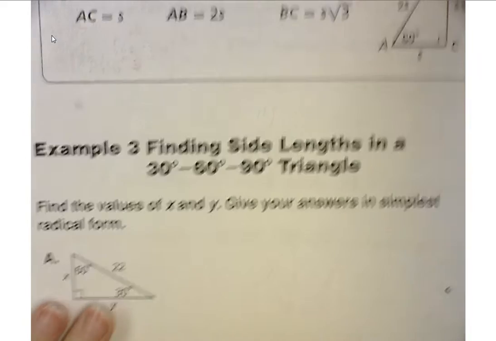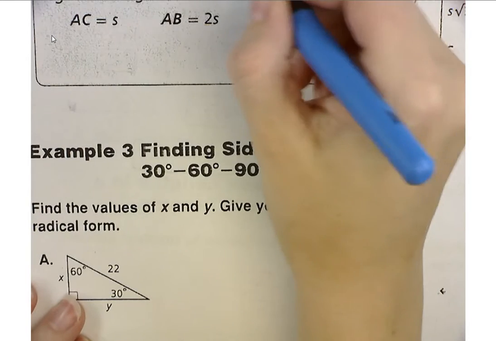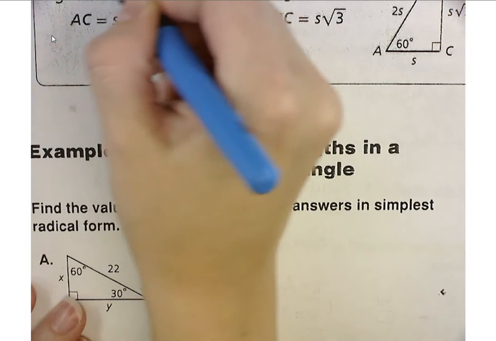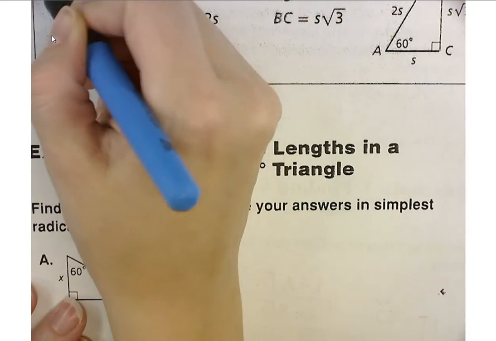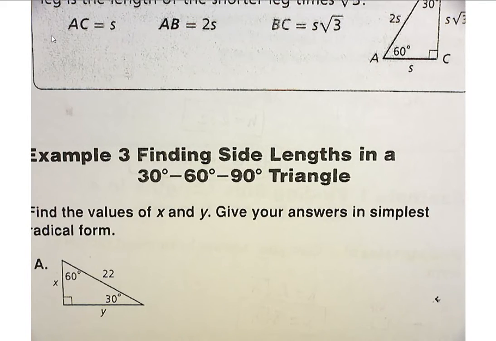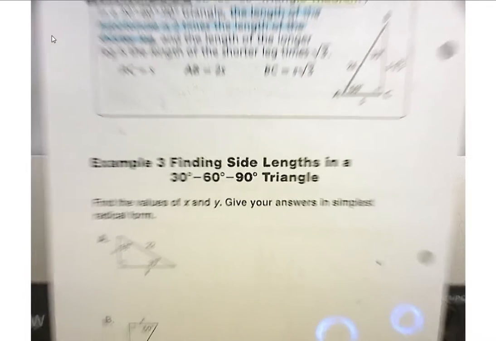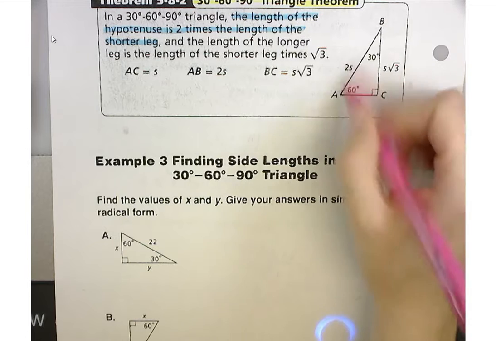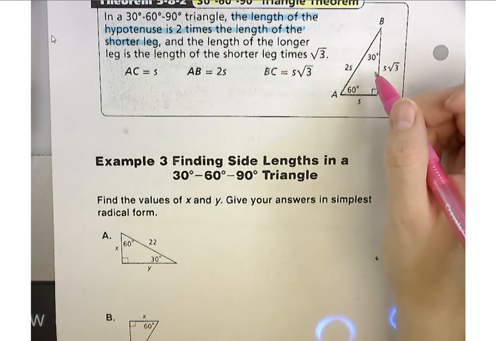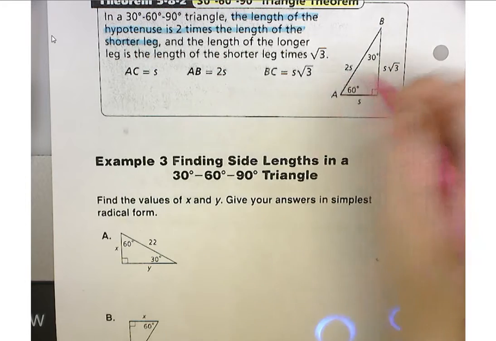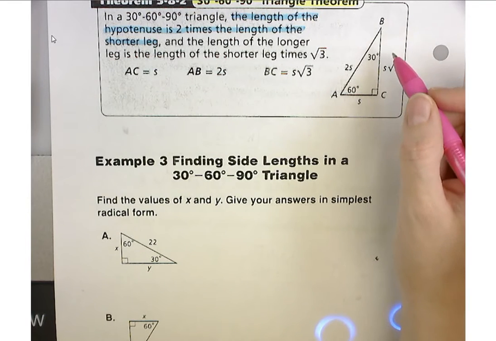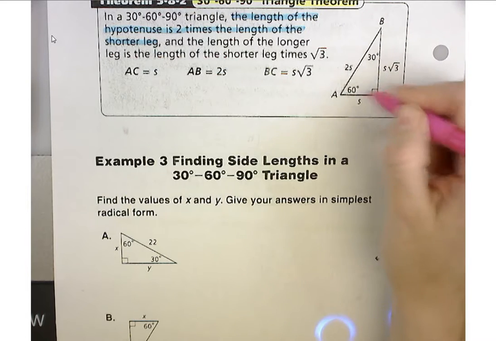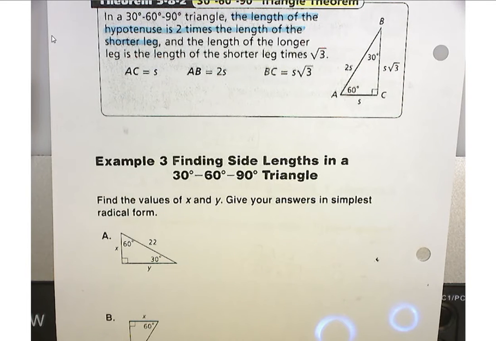The first rule is that the length of the hypotenuse, whatever that may be, is going to be 2 times the length of the shorter leg. When you look at this picture, they've already labeled some things for you. Based on what we have done this week, you know that the smallest side is across from the smallest angle. Out of 30, 60, and 90, what is the smallest angle? 30, which means the side across from it is going to be the smallest leg.